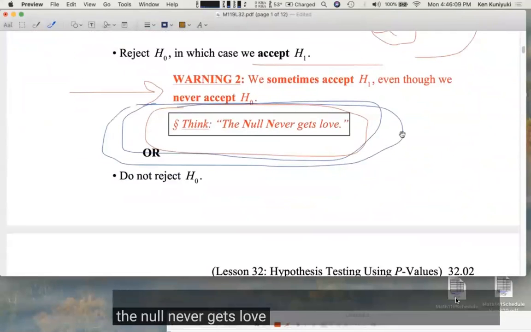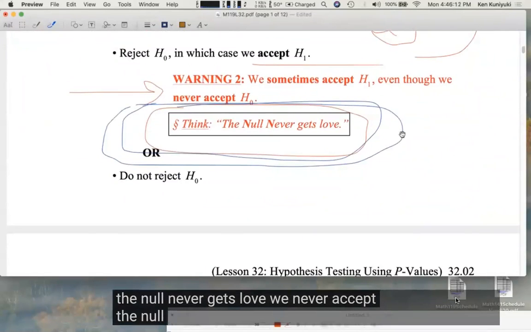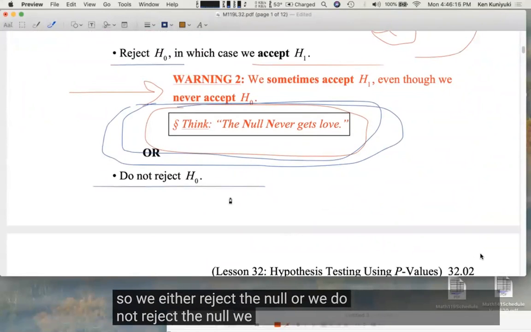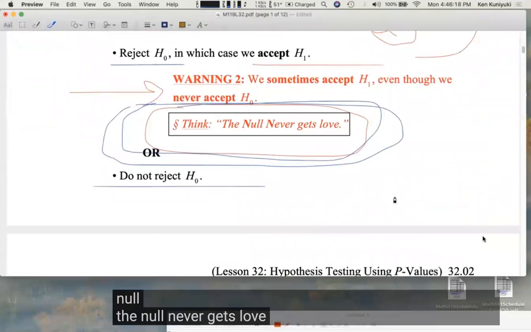The null never gets love. We never accept the null. So we either reject the null or we do not reject the null. We never accept the null. The null never gets love.